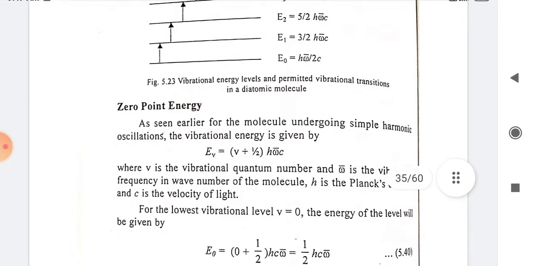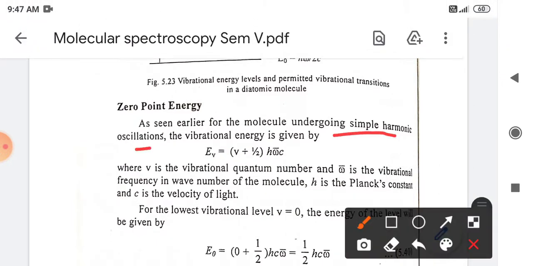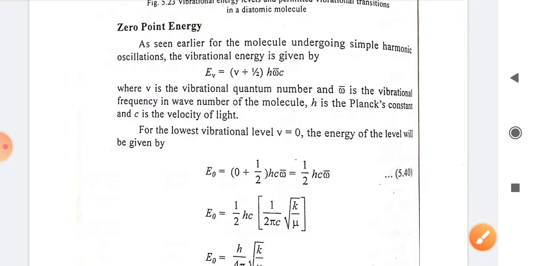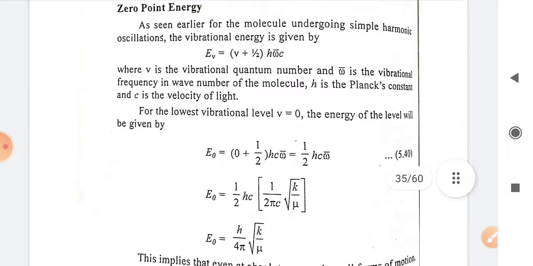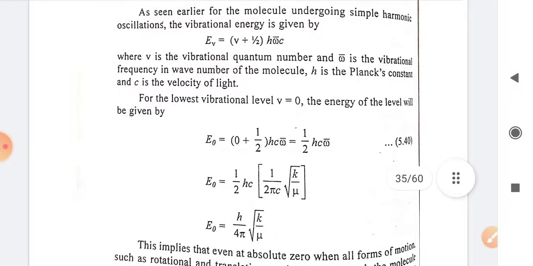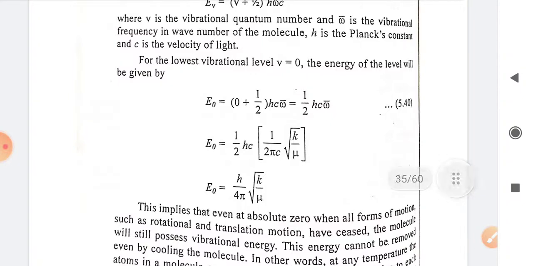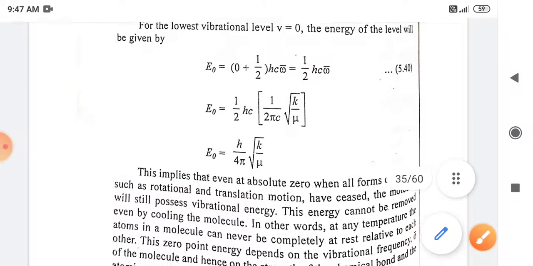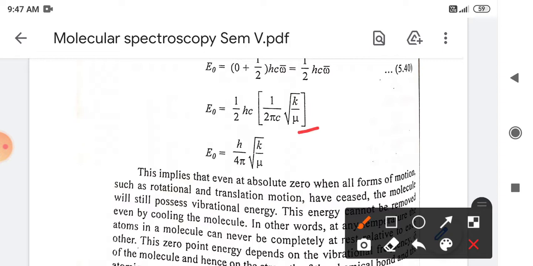So as seen earlier, for the molecule undergoing simple harmonic oscillation, the vibrational energy is given by V plus 1 by 2 hc omega bar, where V is the vibrational quantum number, omega bar is again the vibrational frequency in wave number of the molecule, h is the Planck's constant, and c is the speed of light. So for the lowest vibrational energy, at zero point, that is V equals 0, the energy level of the molecule is given by 0 plus 1 by 2 hc omega bar, or 1 by 2 hc omega bar, and here omega bar is 1 upon 2 pi c into under root of k upon mu.